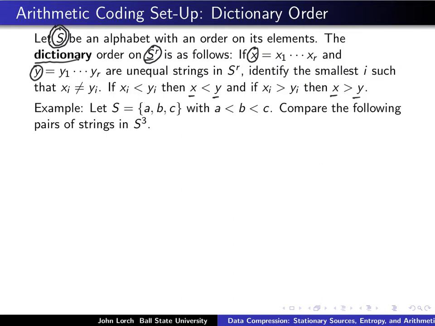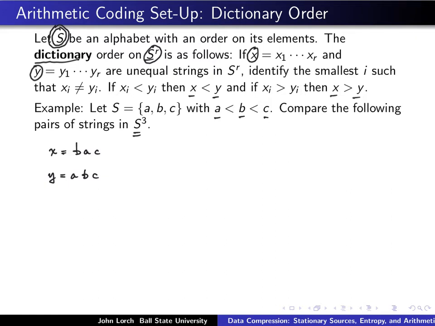So here we have an example. We have a simple alphabet consisting of 3 letters, A, B, and C, and we're going to impose an order on S where A is less than B, which is in turn less than C. So we're going to compare some strings in S3. That means we're going to be looking at strings of length 3 and comparing them. So let's first start with, say, x equals BAC and y equals ABC. And we want to know, which of x or y is bigger.